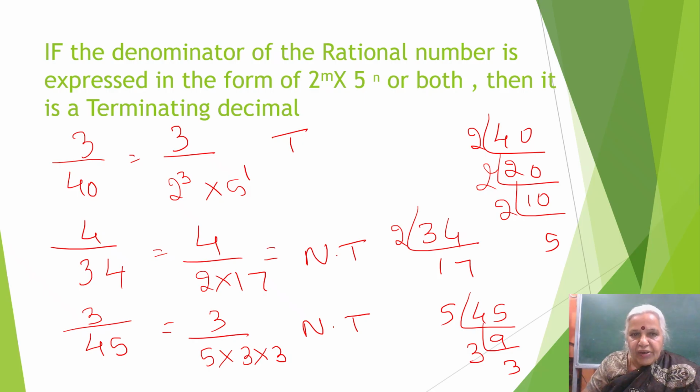One more example, if I write 3 by 2, it will become a terminating decimal because 2 1s are 2 and 2 5s are 10. That means if the denominator of the rational number is expressed in the form of 2 to the power of m and 5 to the power of n, or both, then it is a terminating decimal.